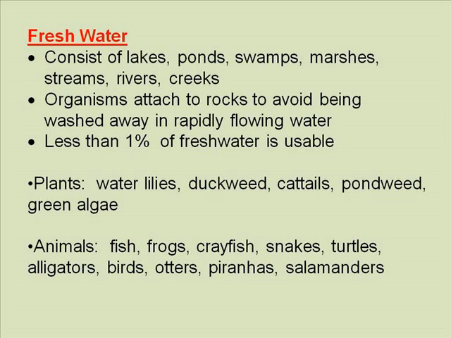So they're great to actually keep around if you have cities and stuff that you're building and you have marshlands nearby. You don't want to destroy those marshlands because that's actually a very important ecosystem to have there. A lot of your organisms are going to be able to actually hold on to rocks or maybe live under rocks to avoid being washed away if they live in fast flowing water. And of all the fresh water that is on our earth, less than 1% of fresh water is usable. Most of the fresh water on our earth is actually frozen in glaciers.